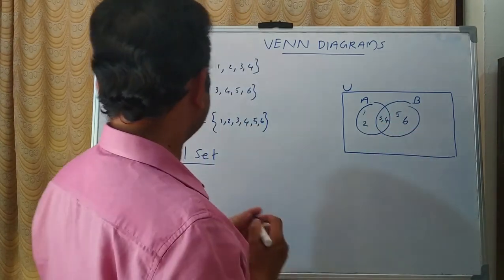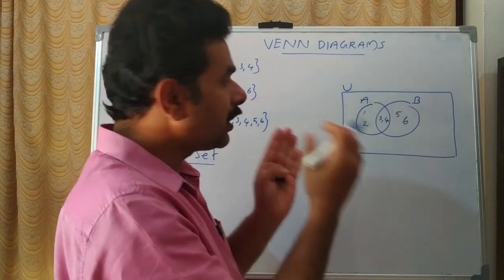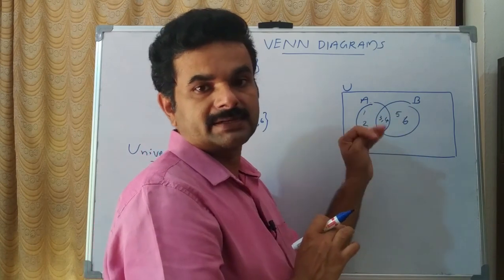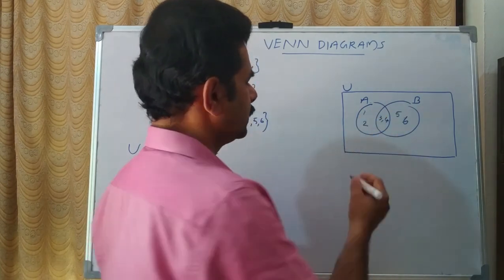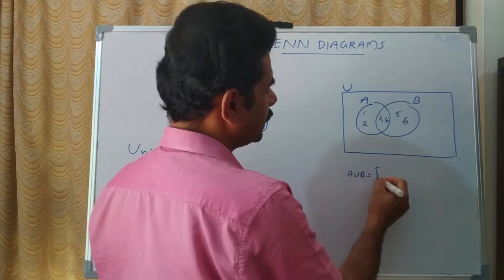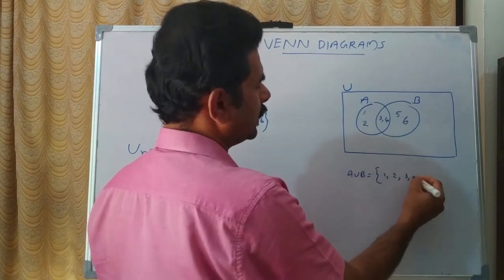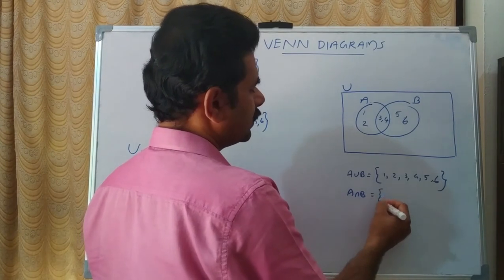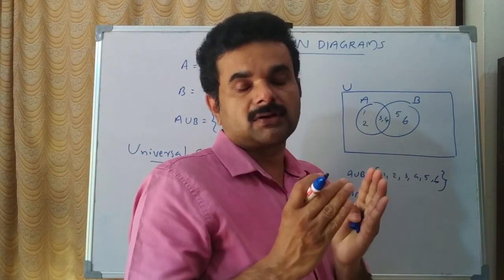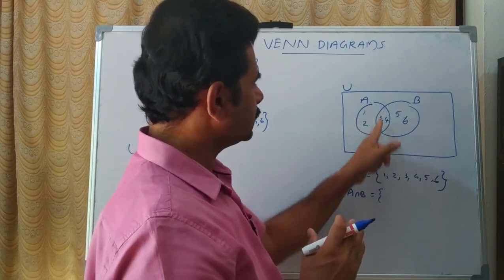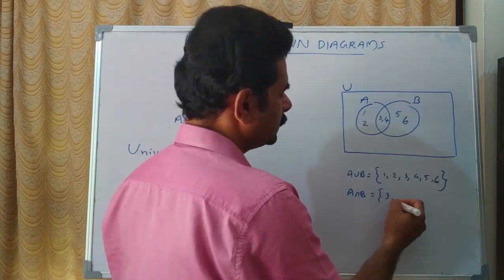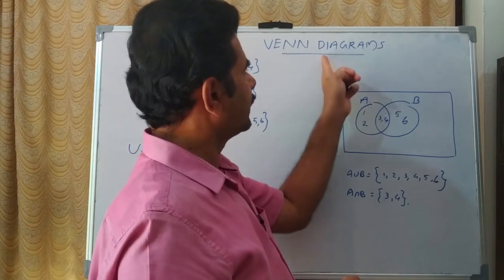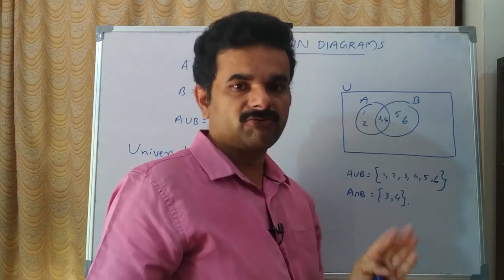Then clearly A union B is what? A union B is a join of both A and B: 1, 2, 3, 4, 5, 6. No elements are repeated. Clear? And A intersection B is equal to what? A intersection B is the common part of both A and B. Common part means this area, 3, 4. So this is the method under the Venn diagram, which was proposed by the mathematician John Venn.